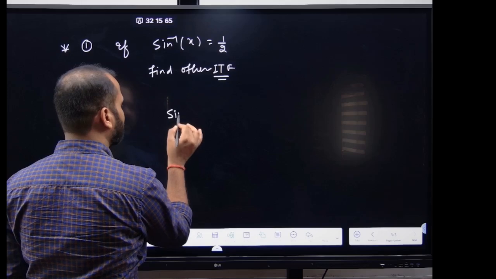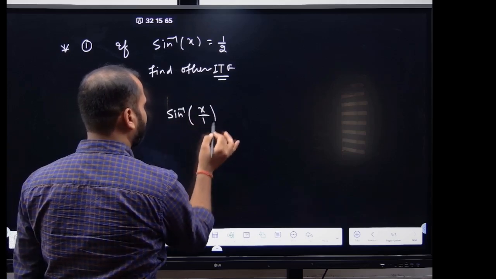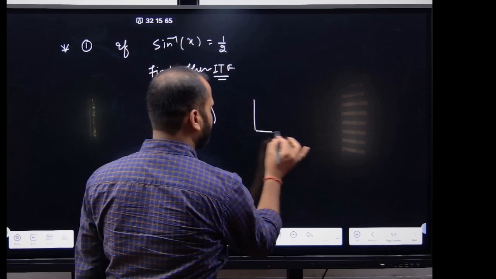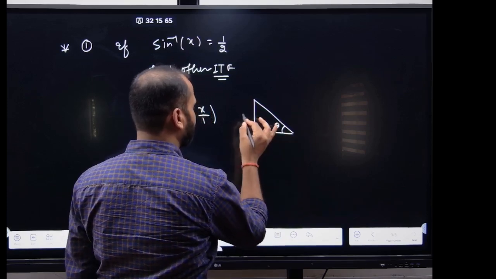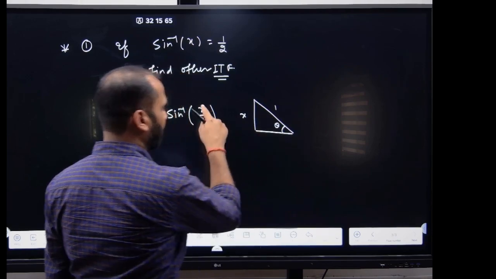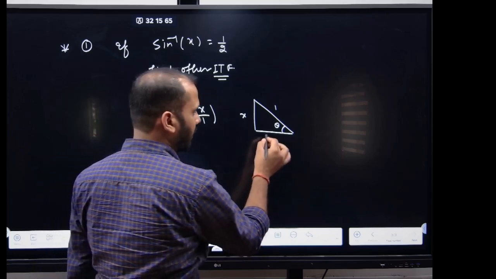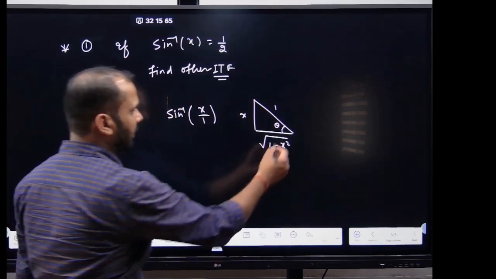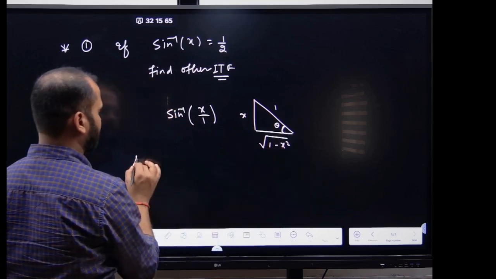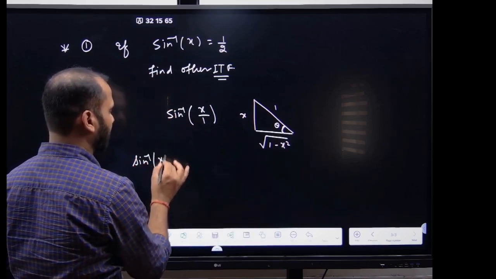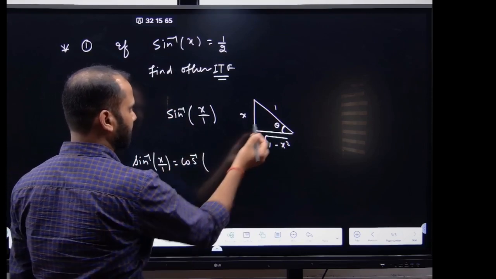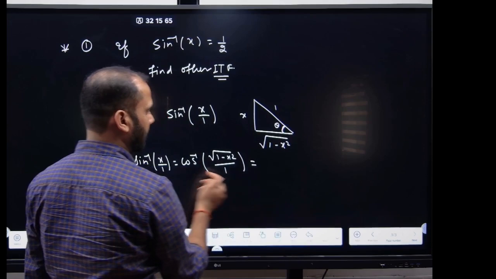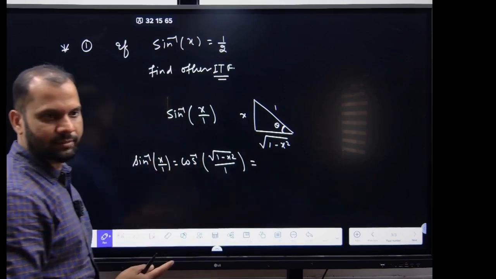Whenever sin inverse x is given, if nothing is there, can I write like this, x by 1. X by 1 means, yes, I will write this is nothing but one right angle triangle, theta is there, x is the perpendicular and this is 1, the hypotenuse, right. Perpendicular upon hypotenuse. Base will be how much? Root of 1 square minus x square. Can I write like this? I want to calculate other inverse trigonometric functions with respect to this. Yes, we can calculate sin inverse x by 1 is equal to cos inverse. What is cos? Base upon hypotenuse, root of 1 minus x square upon 1. Can I write like this? So, if sin inverse x is there, yes, I can convert in terms of cos inverse.